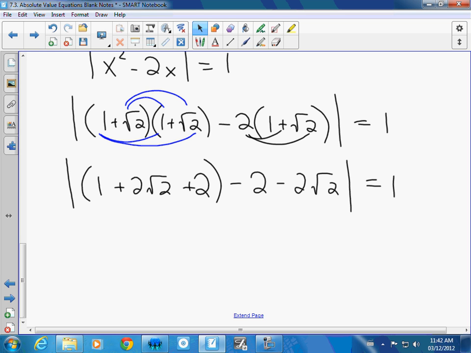Okay, now watch. Guys, this is really nice in this case. 2 root of 2 minus 2 root of 2. What happens to those?